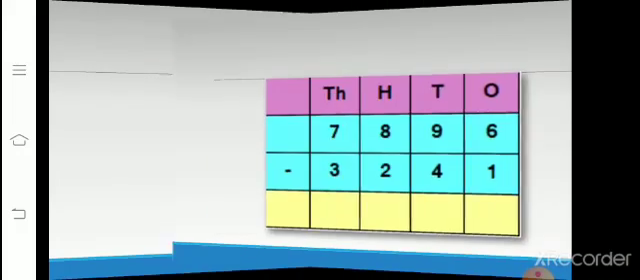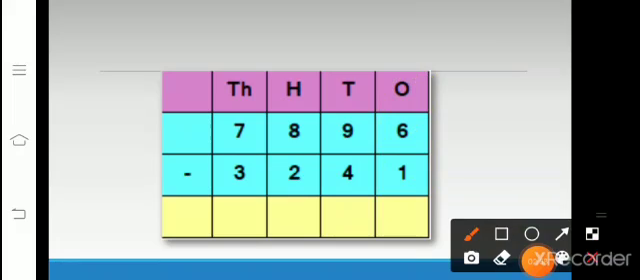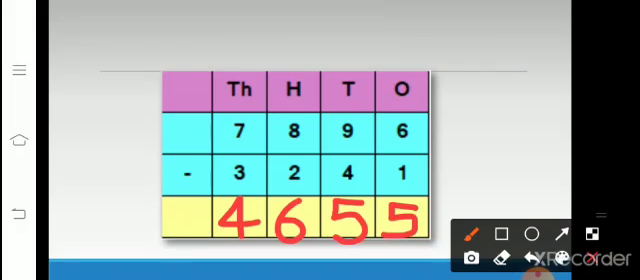Then come to the next. Start from ones. You have to subtract 1 from 6. So what will we get? We have 5 now. When we subtract 4 from 9, we get 5. When we subtract 2 from 8, we get 6. And when we subtract 3 from 7, we get 4. So it's 4655.